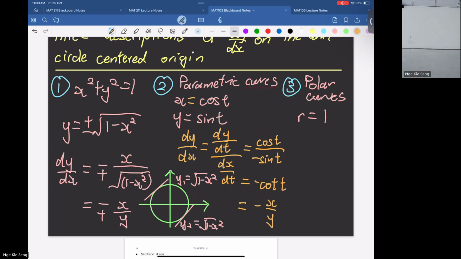Can you imagine? When your t is on the upper semicircle, it follows the formula. But if you check the dy/dx on the bottom semicircle, you should imagine the trig function will give you a negative sign. And then this will help you compensate for this negative sign to get the positive.